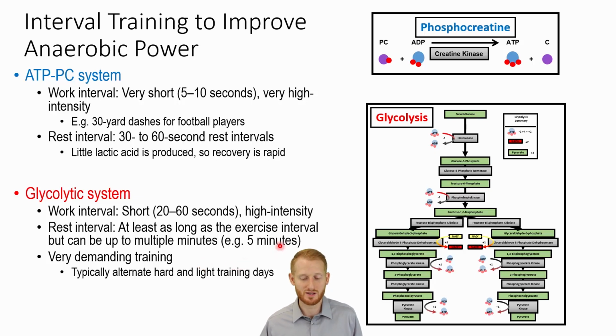You maybe do 60 seconds on, 5 minutes off to really give your body a chance to replenish as much of the glucose in the blood or the glucose in the muscle as possible, and also replenish the phosphocreatine in the muscle. And then you go back in, you do another 60-second interval, and then a 5-minute rest. With this kind of training, because you're working glycolysis, which is what produces lactic acid, it's going to be very demanding.